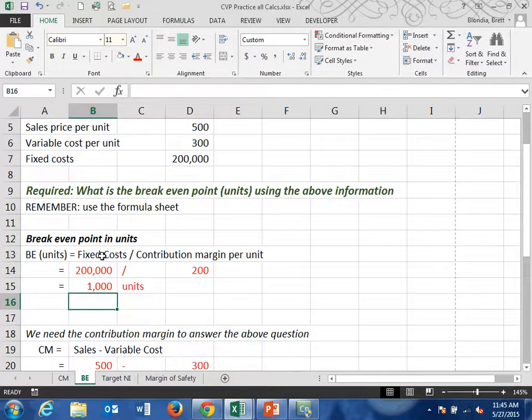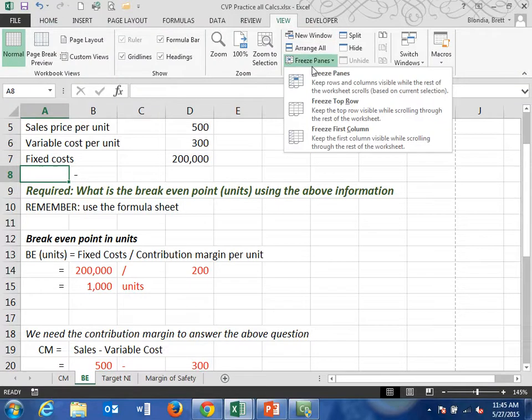Now, you could also express it in sales dollars using the same information. Right? I'm just going to freeze these panes here.